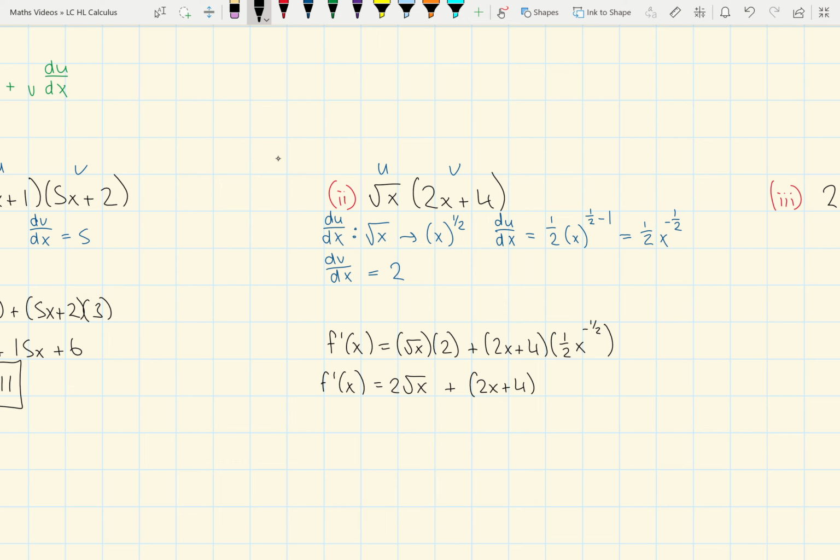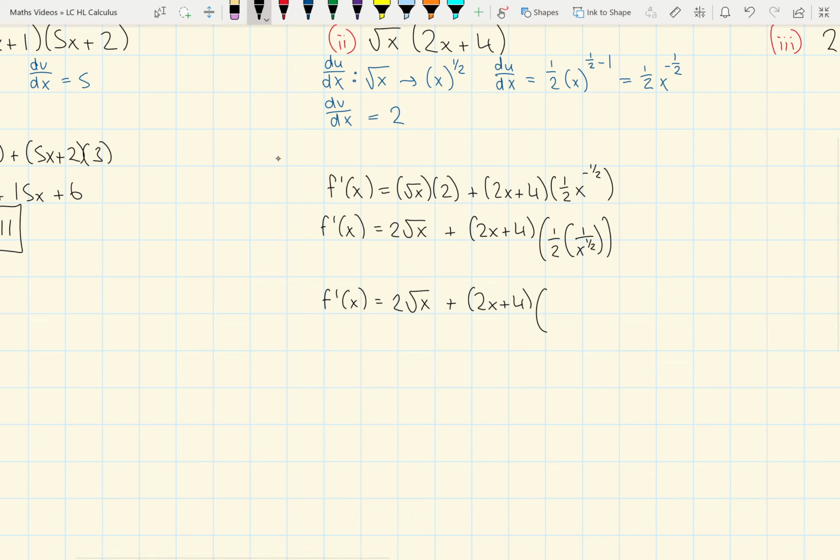A bit of tidying up. So I have a half x to the power of minus a half. I'll keep my half where it is for now. x to the power of minus a half will become 1 over x to the power of a half. So we have 2 root x plus 2x plus 4 multiplied by 1 over 2 times x to the power of a half, which is root x. So we're still tidying up the same section. So we get 2x plus 4 over 2 root x.